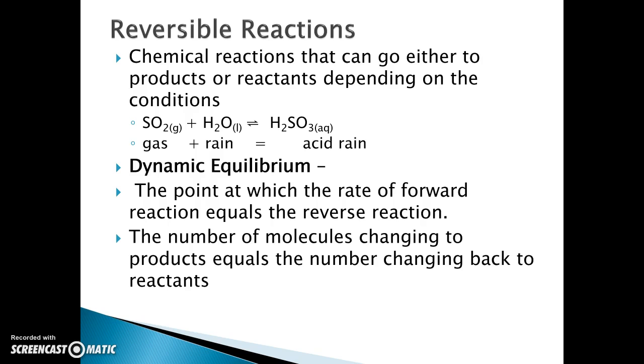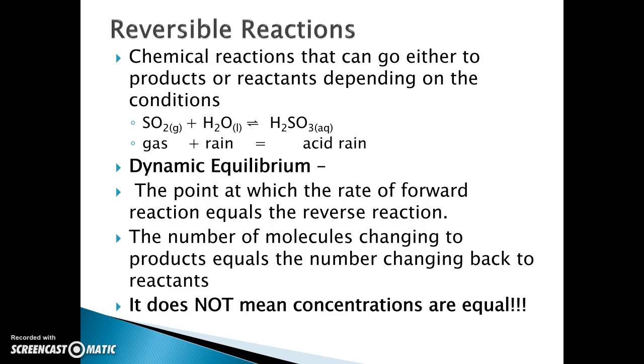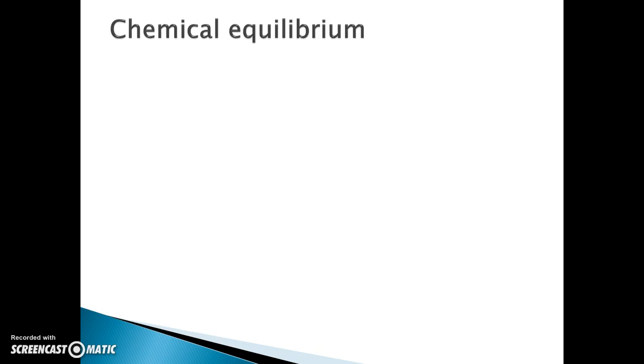The number of molecules changing to products then will equal the number changing back to reactants. So the rates of change are the same. It doesn't mean the concentrations will be equal. As a matter of fact, they definitely will not be, and we're going to use those concentrations of equilibrium conditions to calculate something called an equilibrium constant.